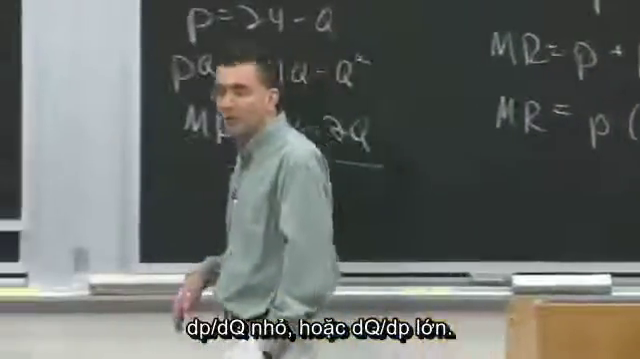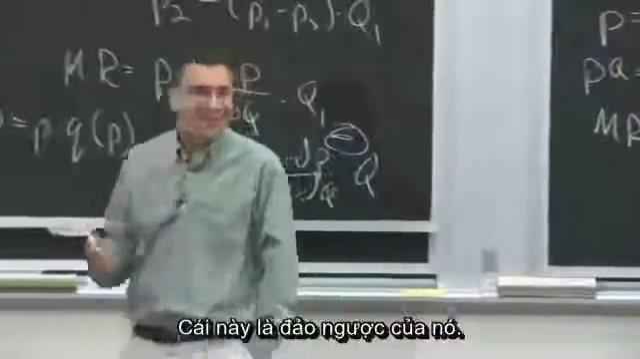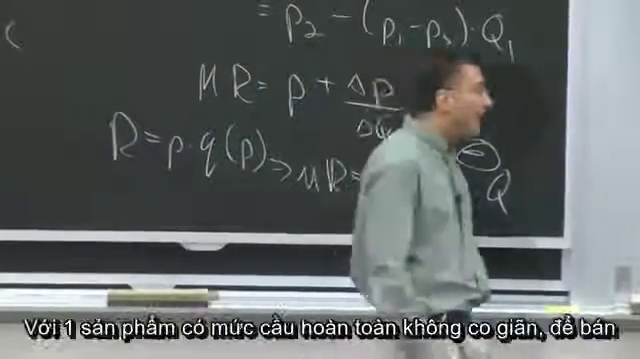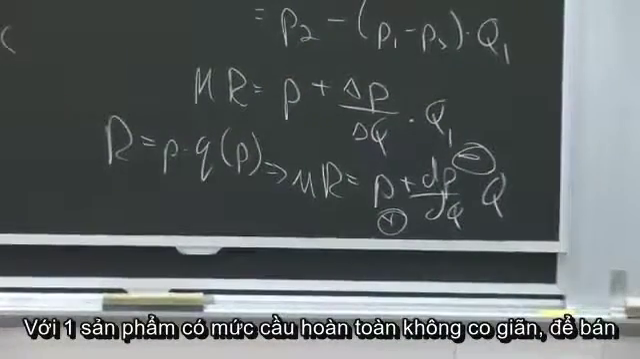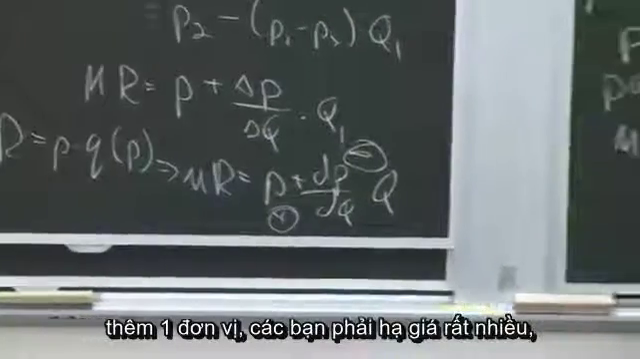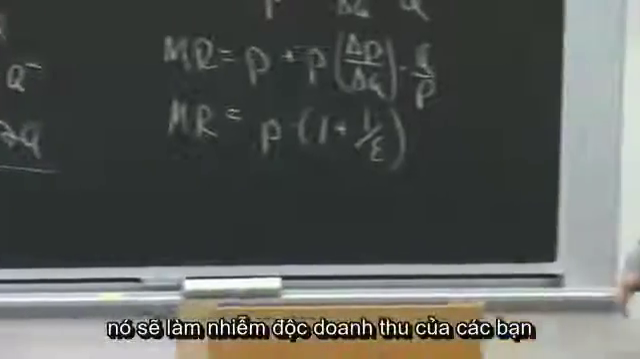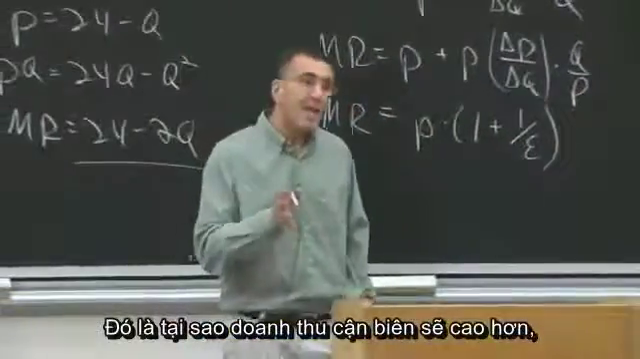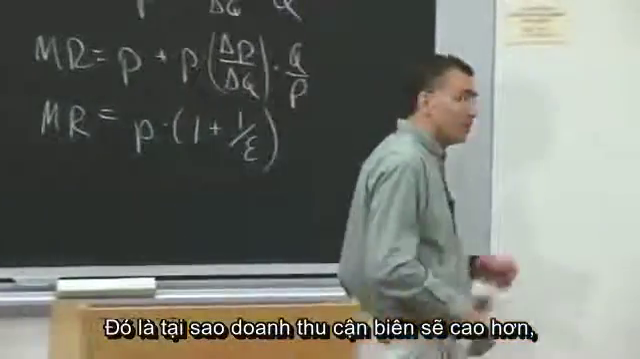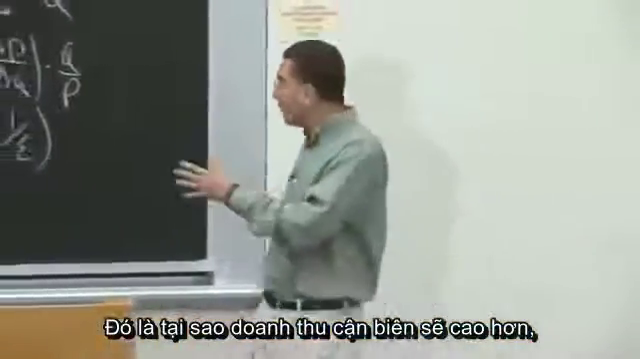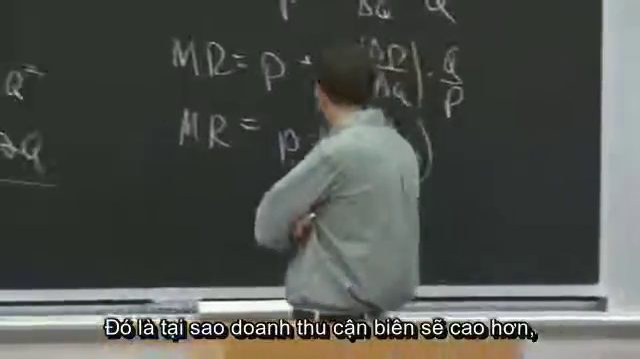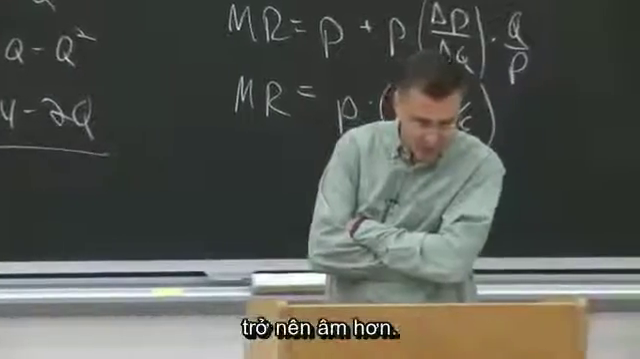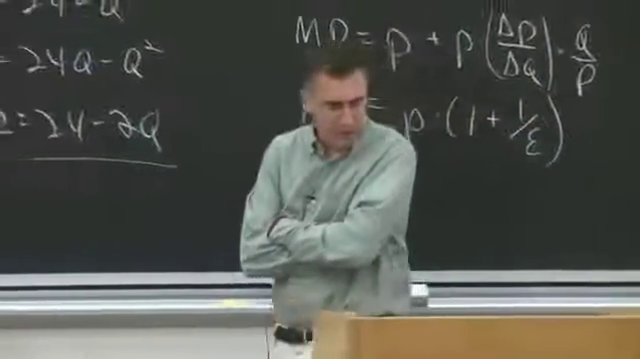dP/dQ is small, or dQ/dP is big. This is the inverse. So dQ/dP is big with elasticity, so dP/dQ is small. With a very inelastically demanded good, to sell one more unit, you're going to have to lower the price a ton, which is going to poison the revenues you get from selling that extra unit. So that's why marginal revenue will be a larger fraction of P as the elasticity becomes more negative.